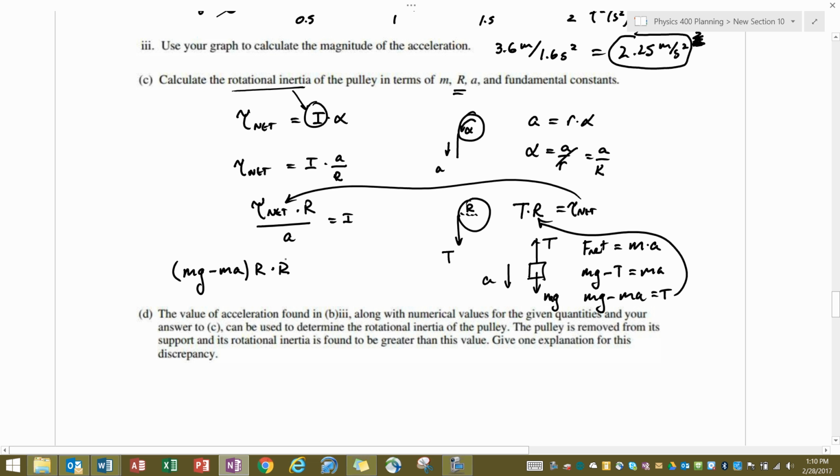Now I got to multiply by R, and then I have to divide by a. And this whole thing is equal to the moment of inertia. So if I just group some terms and simplify, I might write this as m R squared times g minus a, all over a.